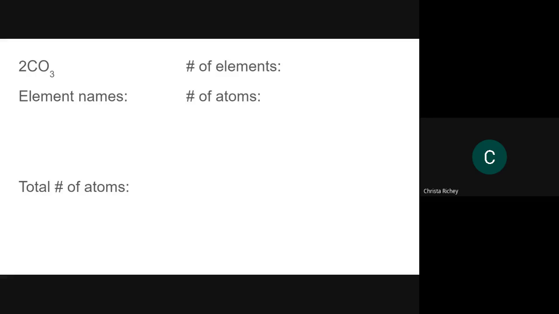This would be carbon trioxide. I still have 2 elements, carbon and oxygen. Carbon has how many? 2. 2 times 1 is 2. How many does oxygen have? 6, because 2 times 3 is 6. And the total number of atoms in this particular compound is 8.